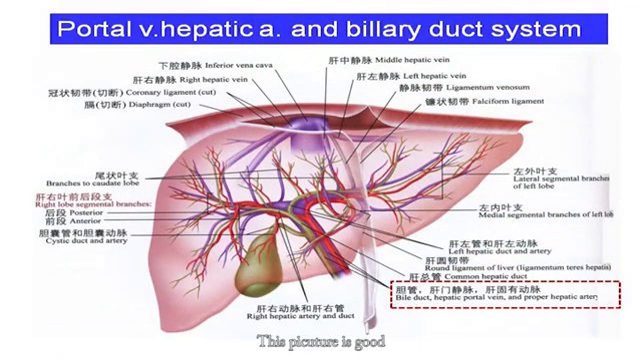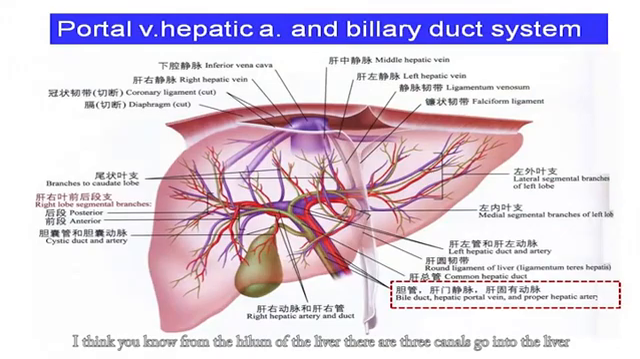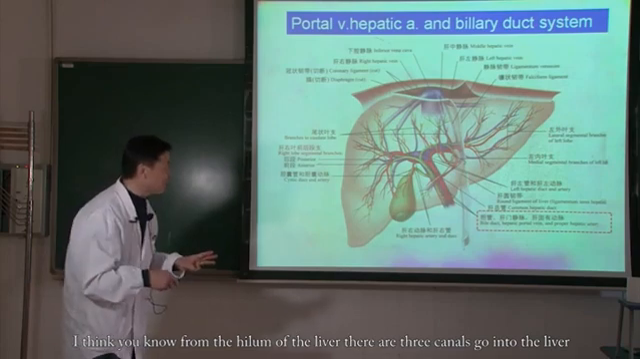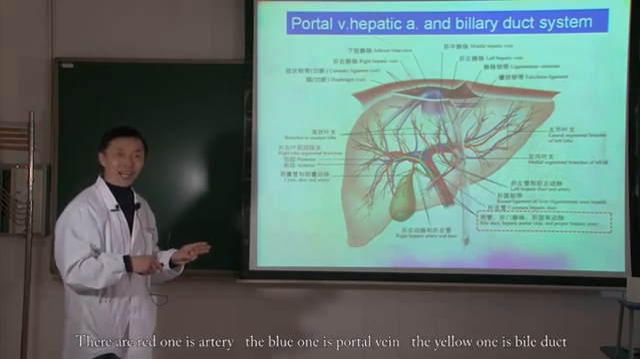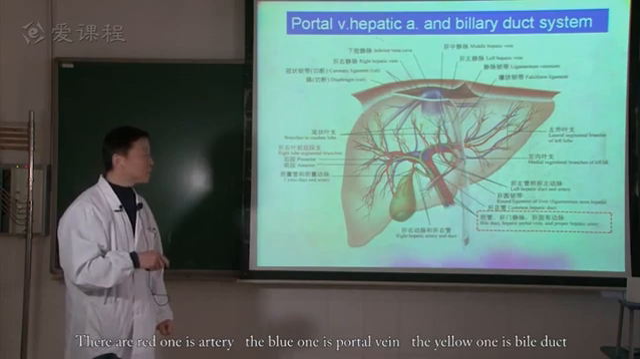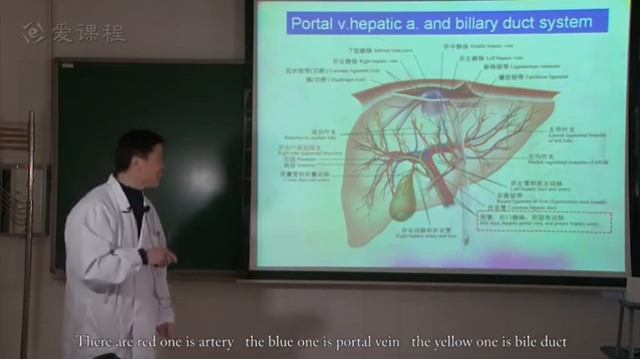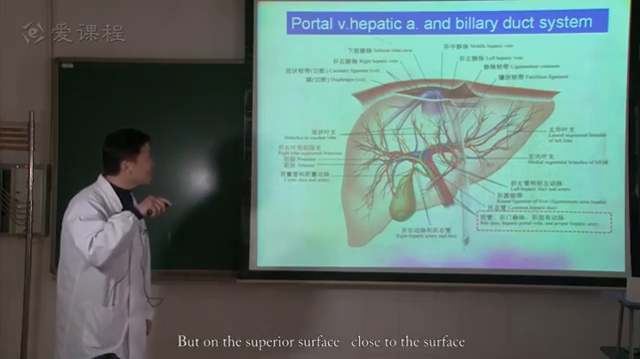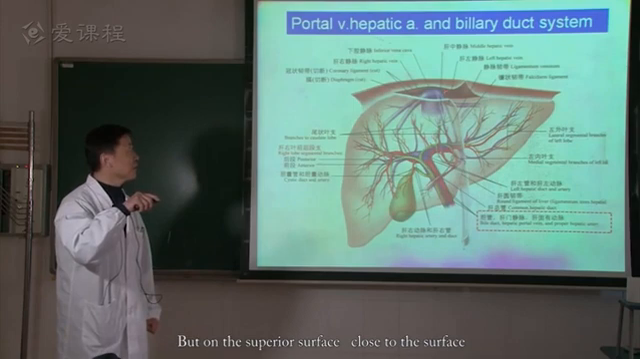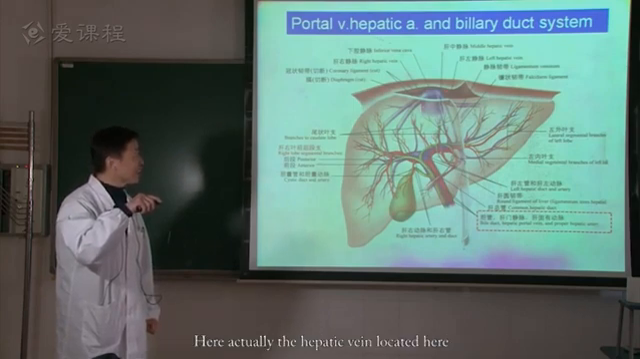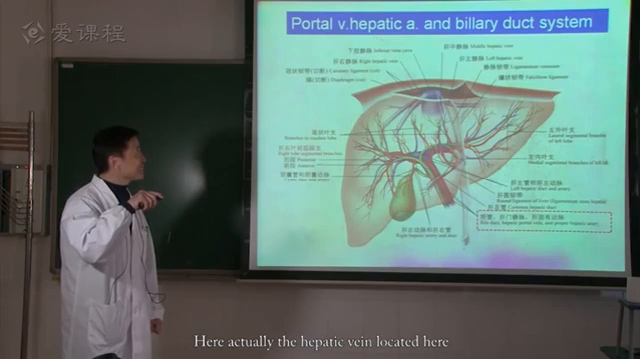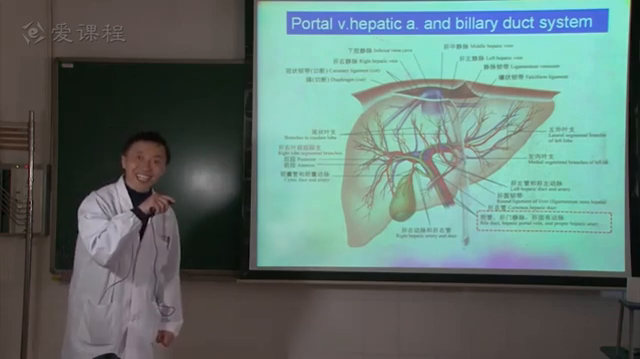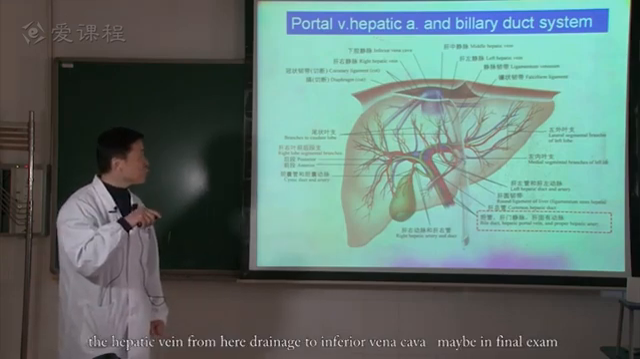Yeah, this picture is good, I think. From the hilum of the liver, there are three canals that go into the liver. The red one is the artery, the blue one is the portal vein, the yellow one is the bile duct. But on the superior surface, close to the surface here, the hepatic vein is actually located. The hepatic vein from here drains to the inferior vena cava.